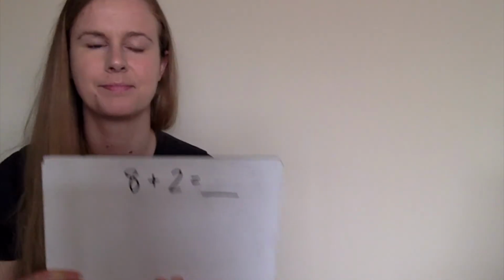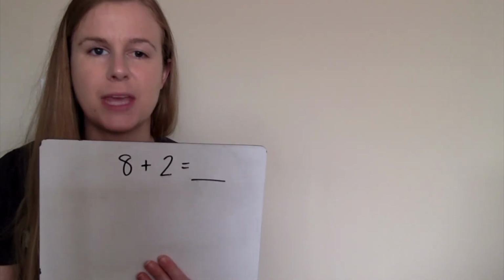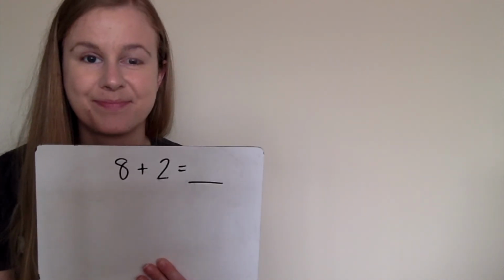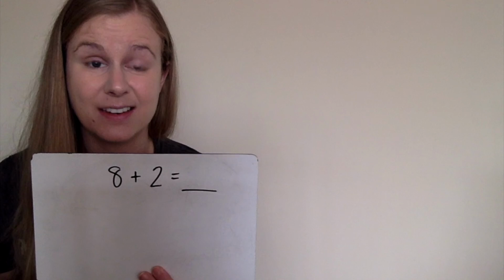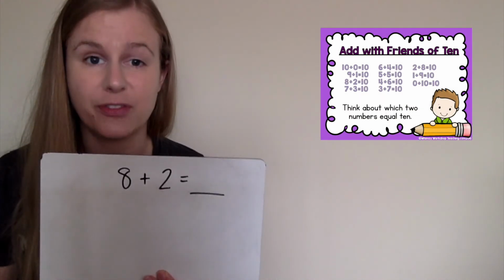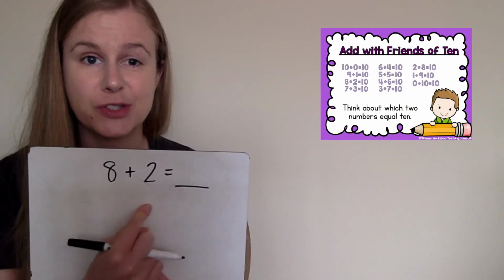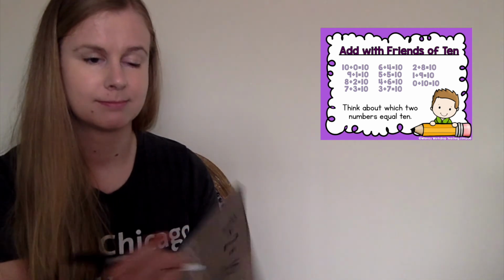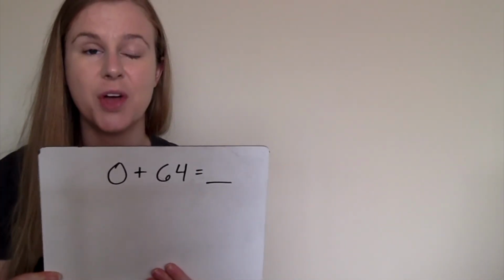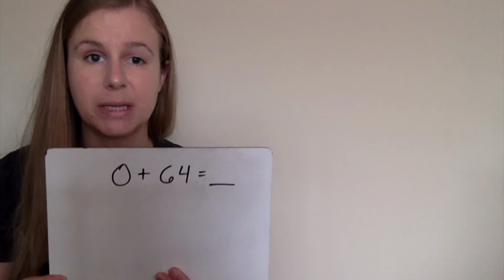So that's the answer. 8 plus 2 equals blank. 8 and 2 make 10, so we can use the strategy add with friends of 10. 8 plus 2 equals 10.